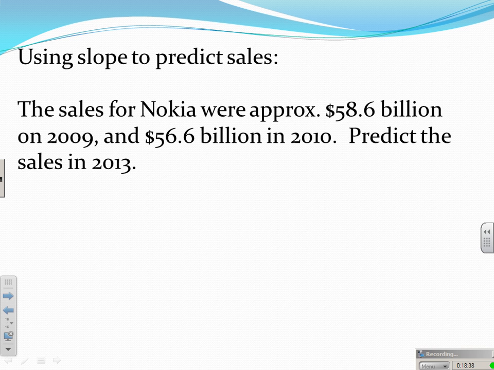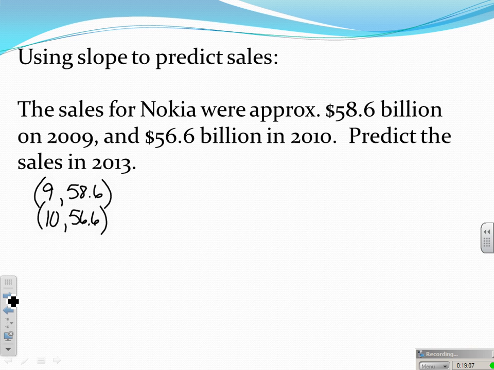Last one, I think. The sales for Nokia were approximately $58.6 billion in 2009 and $56.6 billion in 2010. Predict the sales in 2013. If we're looking at 2009, we could use 9 as our X value and 58.6 billion as our Y. 2010 would go with 10 for our X value and 56.6 for our Y.